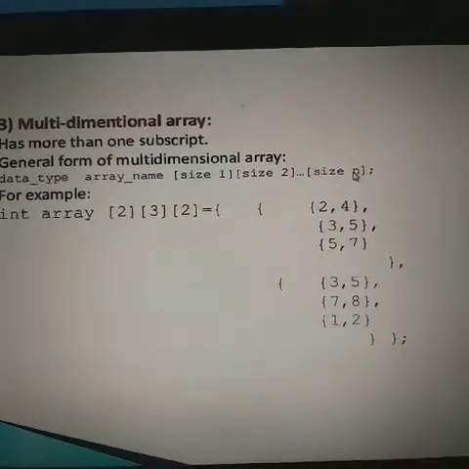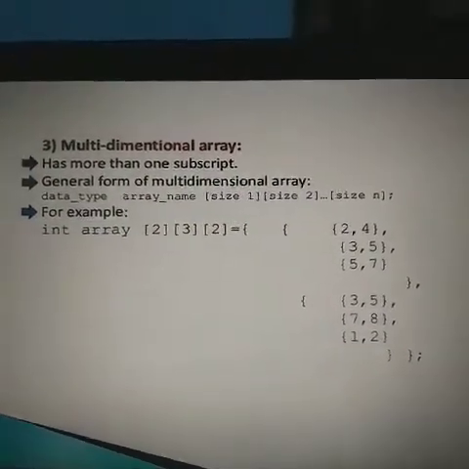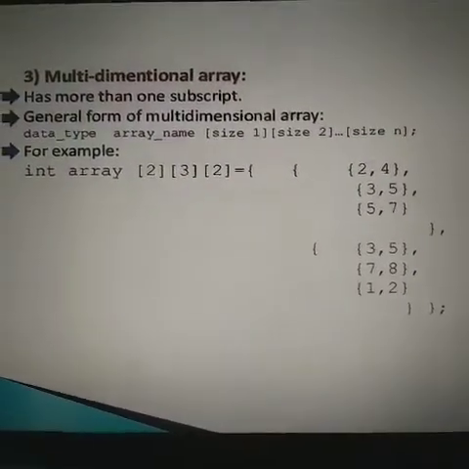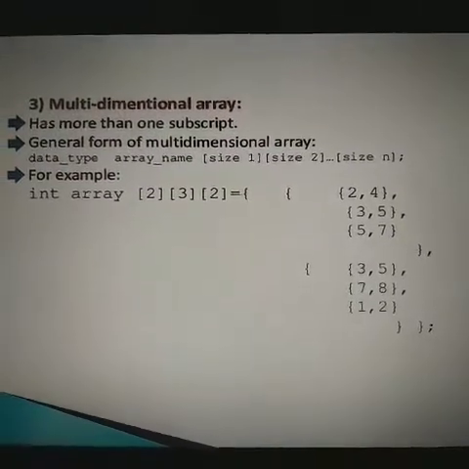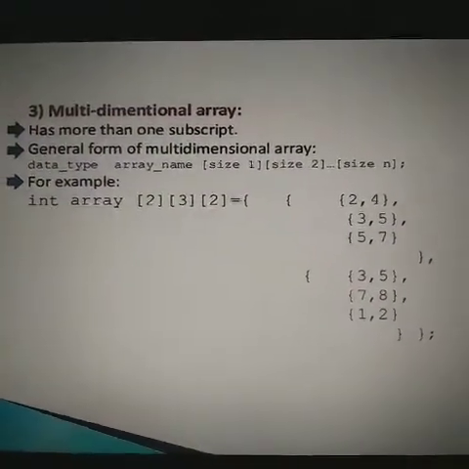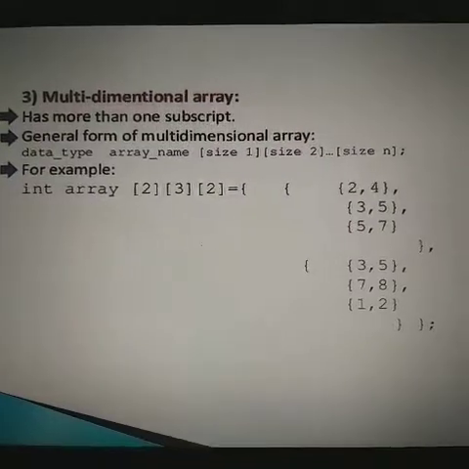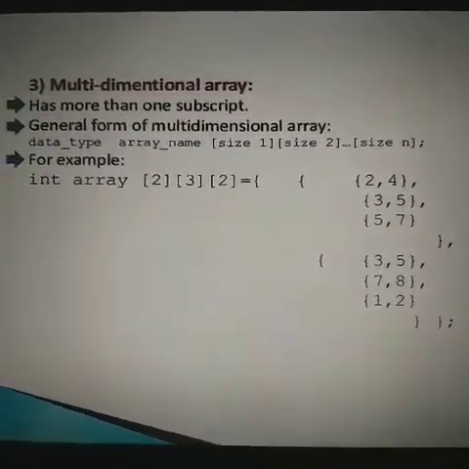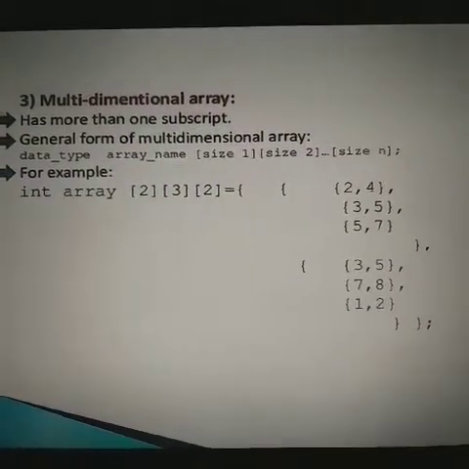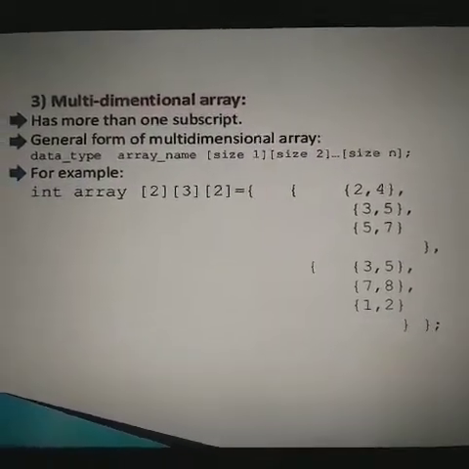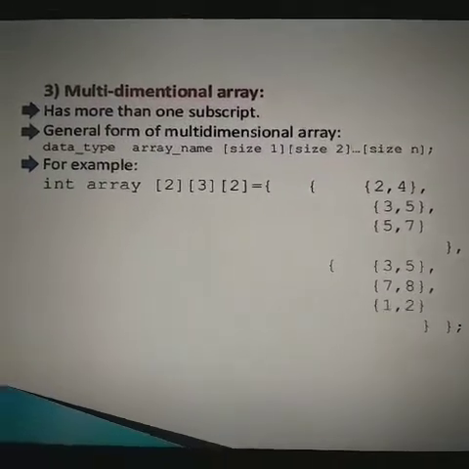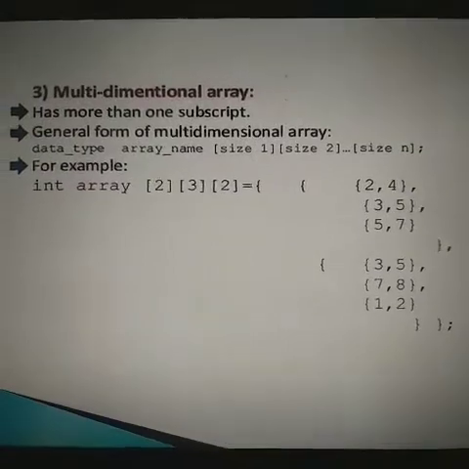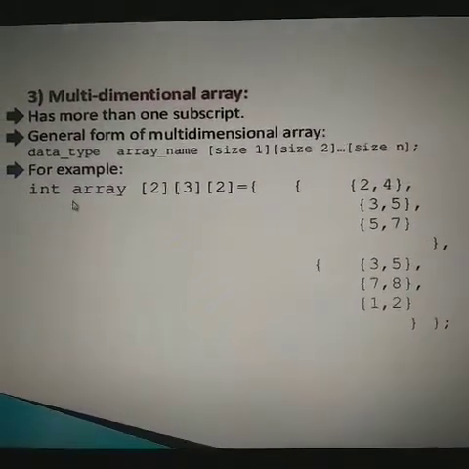Like in one dimension we have only one subscript value, and in two dimensions we have two index values, or two subscript values. In two dimensions we have rows and columns, but in three dimensions we have rows, columns, and another subscript value. For example, there is some declaration statement.